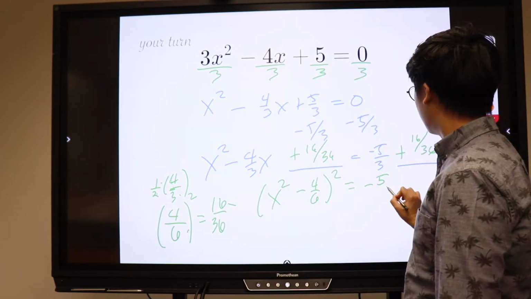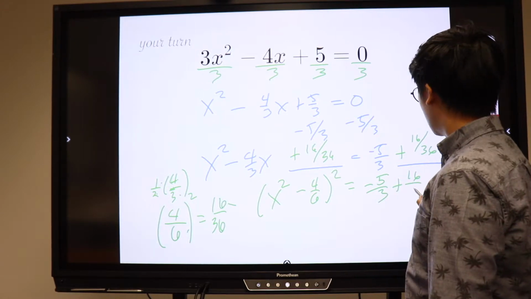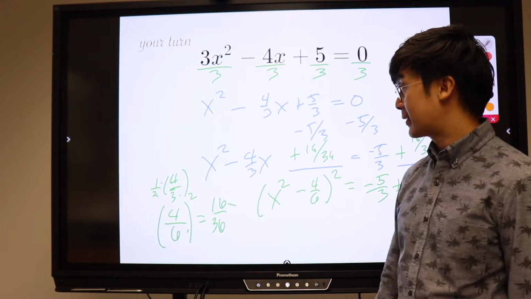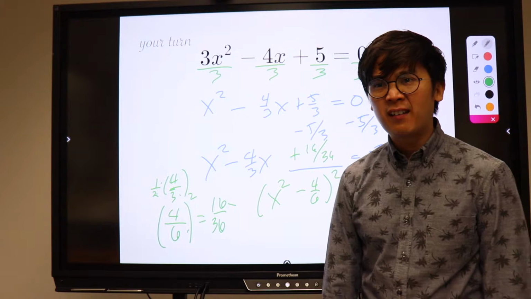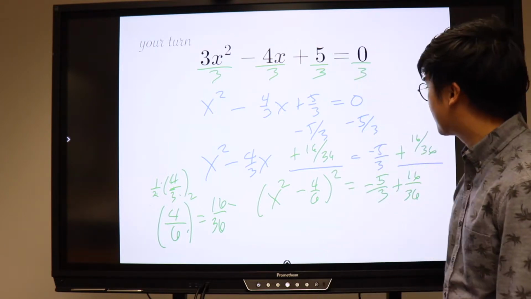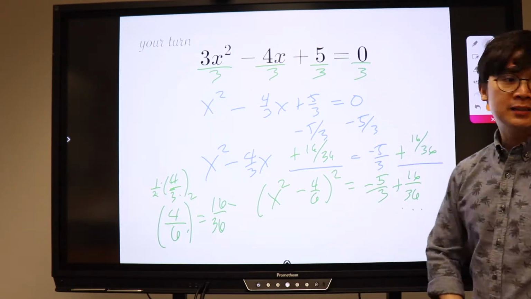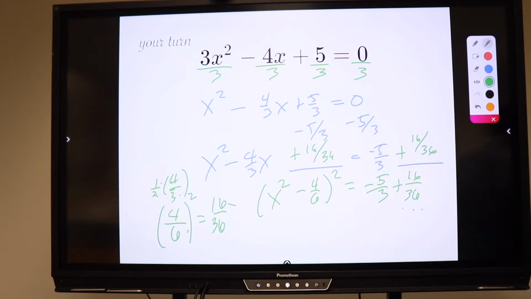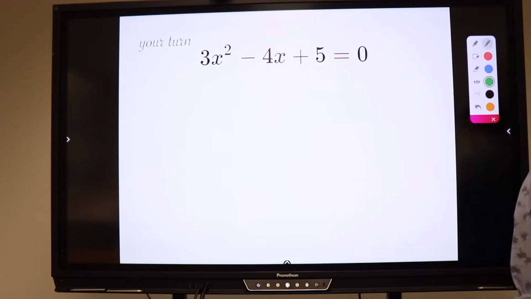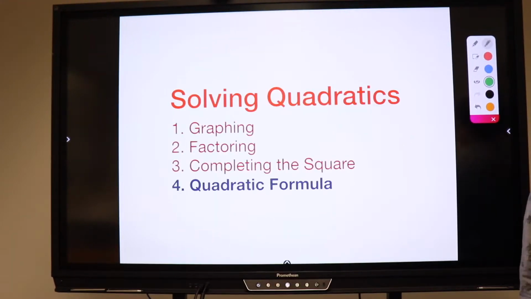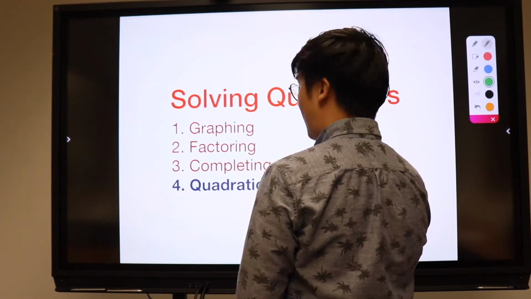The sum of -5/3 plus 16/36. Which is crazy, right? I'm not gonna finish this. Because, let's erase this. We can use the last method. Oh my goodness. Quadratic formula.